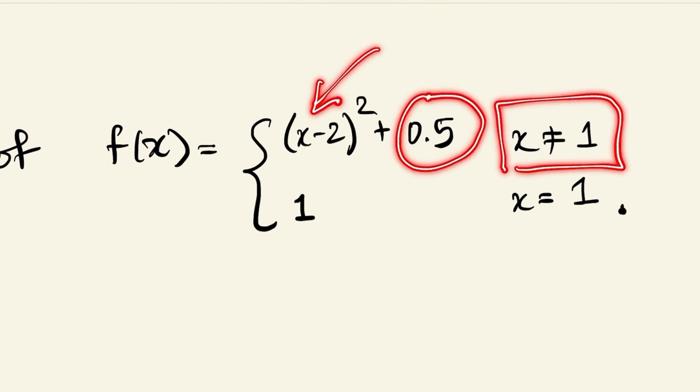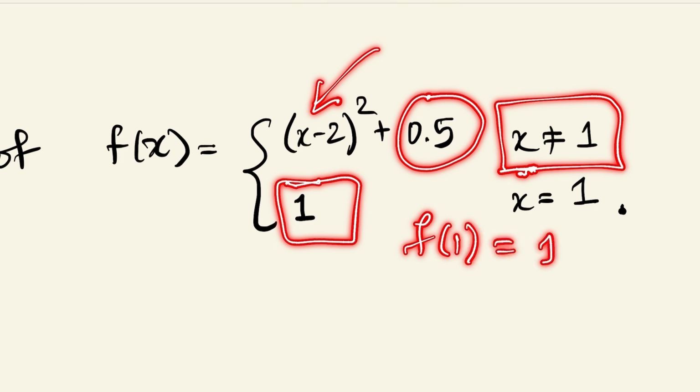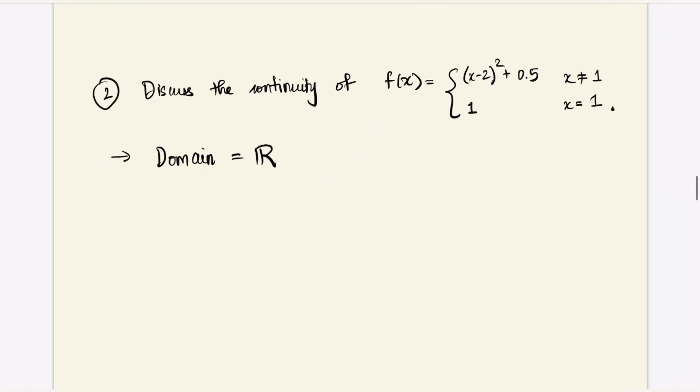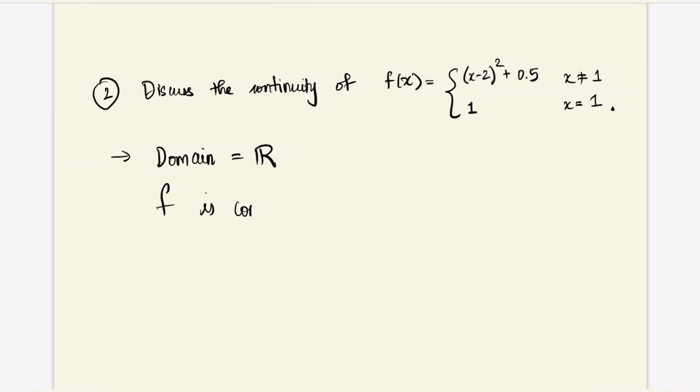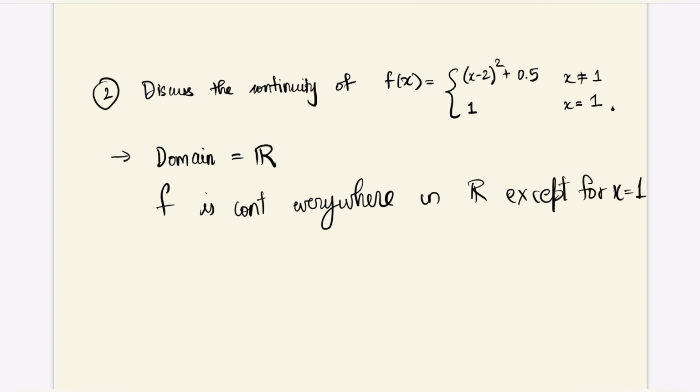And this is a parabola for every value of x which is not equal to 1, which means that it is taking the entire set of real numbers but not equal to 1. And exactly at x equal to 1, it is defined as 1, which means f of 1 is equal to 1 over here. So you say that the function, since it's a polynomial for every x not equal to 1, it is continuous. So you say that f is continuous everywhere in R except for x equal to 1, which needs to be checked.